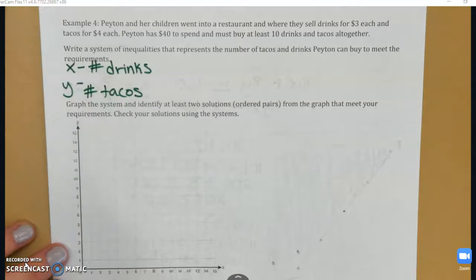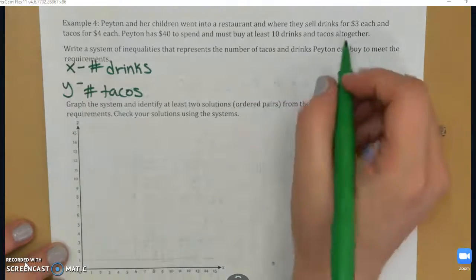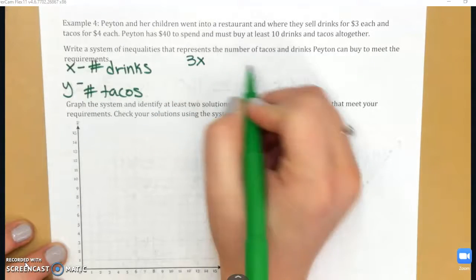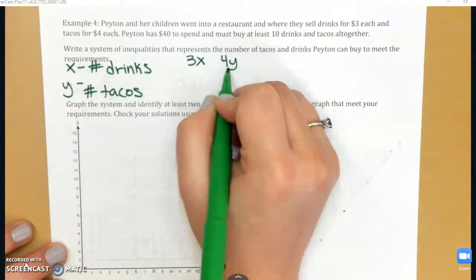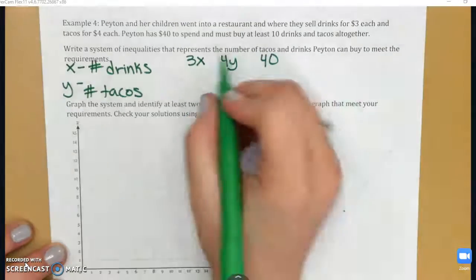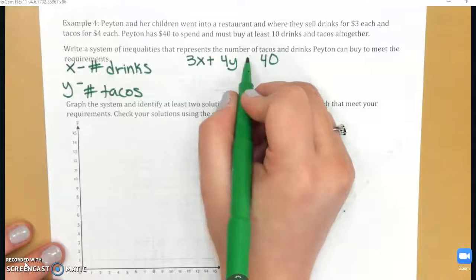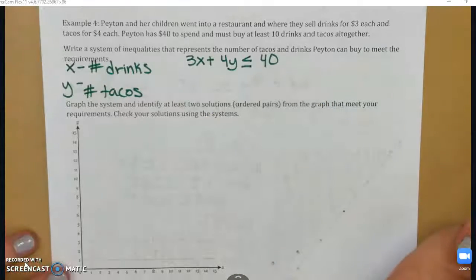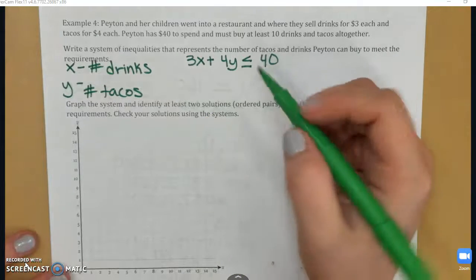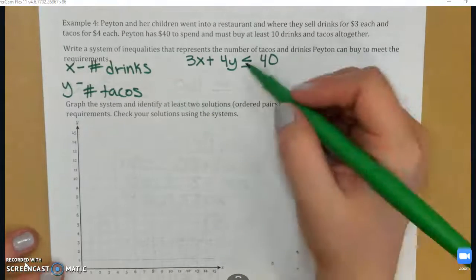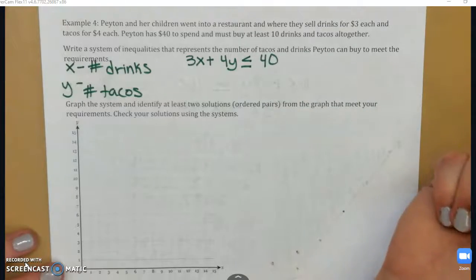So the first inequality is going to come from our budget. How much money do we have available to us? Well, if drinks are $3 each and tacos are $4 each and I have $40 to spend, that means that the total should not be any more than $40. It can be less than $40, but it can't exceed $40. It can be equal to $40, but not bigger. So that's less than or equal to 40.